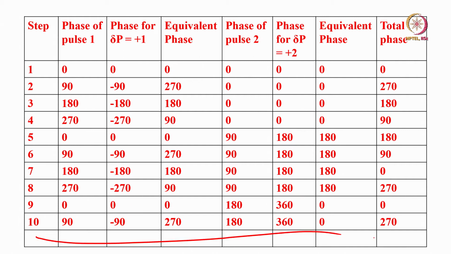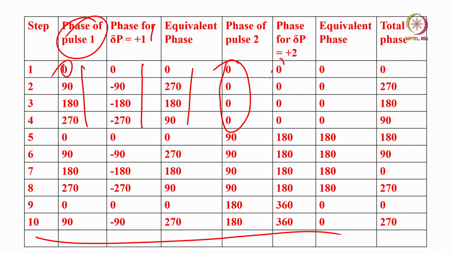I didn't write it completely. I have stopped. I got fed up after writing this table. Remember, the phase of pulse 1, 0, 90, 180, 270 we chose. For delta p equal to +1, 0, 90, 180 with opposite phase. We saw that. And the equivalent phase is this. So first it is 0. This phase of the pulse should be 0. Start with that. For delta p equal to -2, it is 0. So the equivalent phase is 0. Now the total phase is 0. It starts with 0, 270, 180, 90.